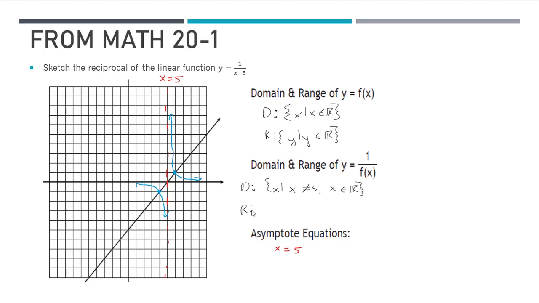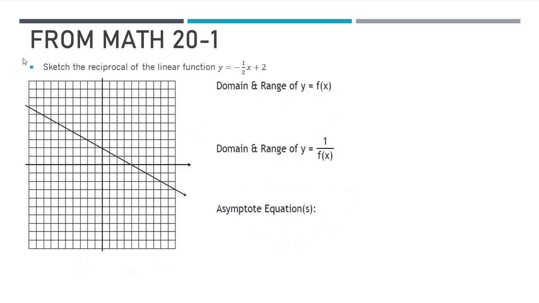As for our range, if x was to be 5, that would be the location where you would get 0, but we can't divide by 0, so therefore y cannot equal 0, where y is a real number. We've already written in that one asymptote equation. So our next question looks really similar.